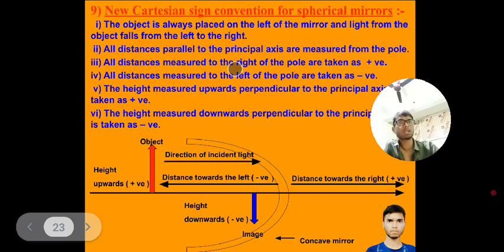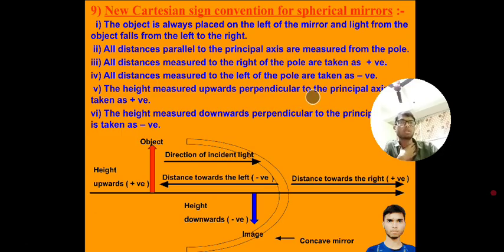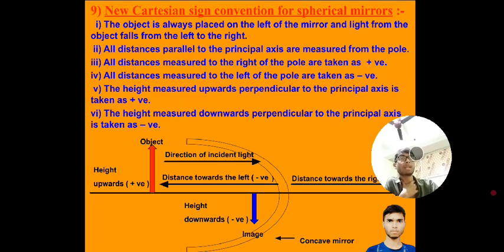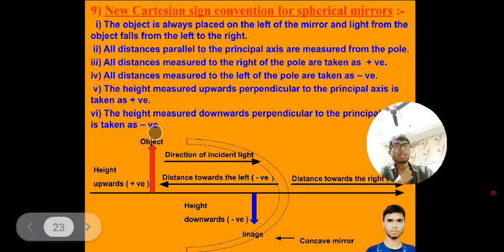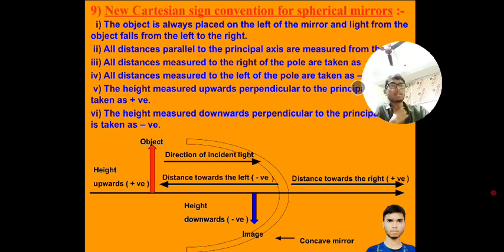All distances parallel to the principal axis are measured from the pole. All distances measured to the right of the pole are taken as positive. All distances measured to the left of the pole are taken as negative. The height measured upwards perpendicular to the principal axis is taken as positive. The height measured downwards perpendicular to the principal axis is taken as negative.